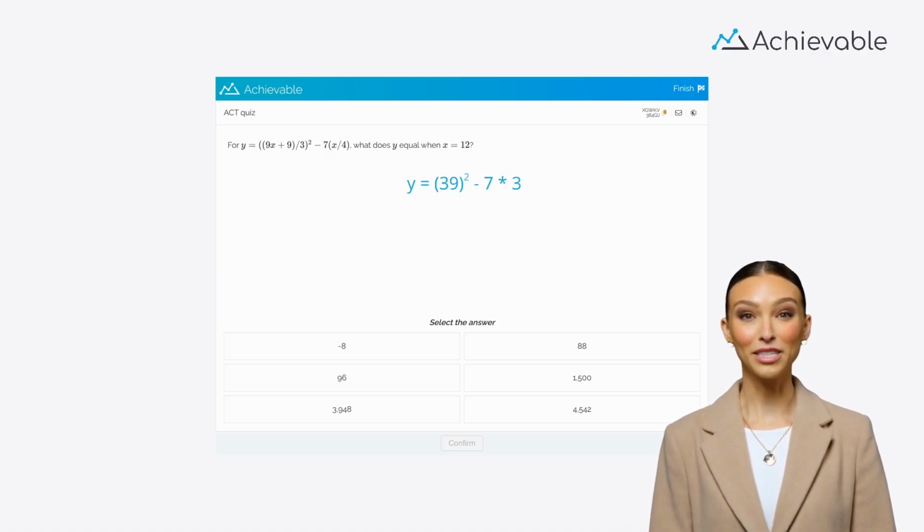Step 2, exponents. Now we square 39. 39 times 39 equals 1,521. Step 3, multiplication. Next, multiply 7 by 3. 7 times 3 equals 21.